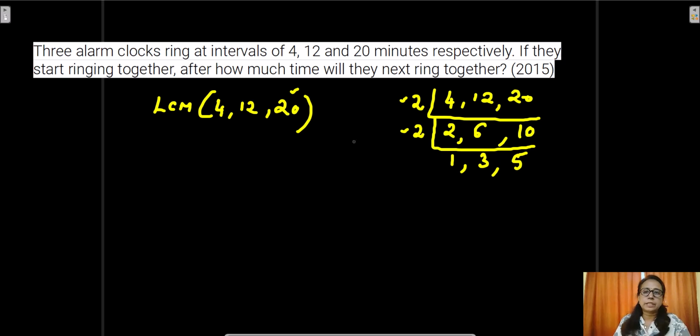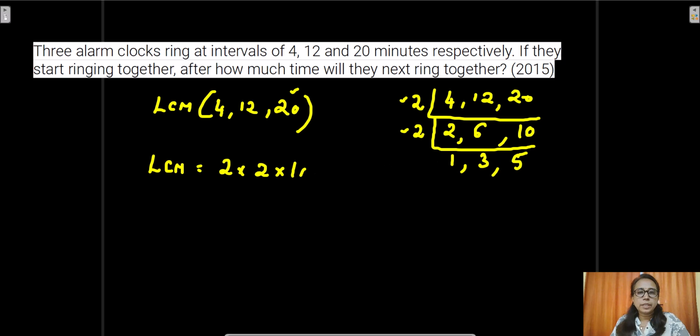No need to write. Just simplify your sums. So here, what is the LCM? LCM is equal to 2 multiplied with 2 multiplied with 1 multiplied with 3 multiplied with 5.